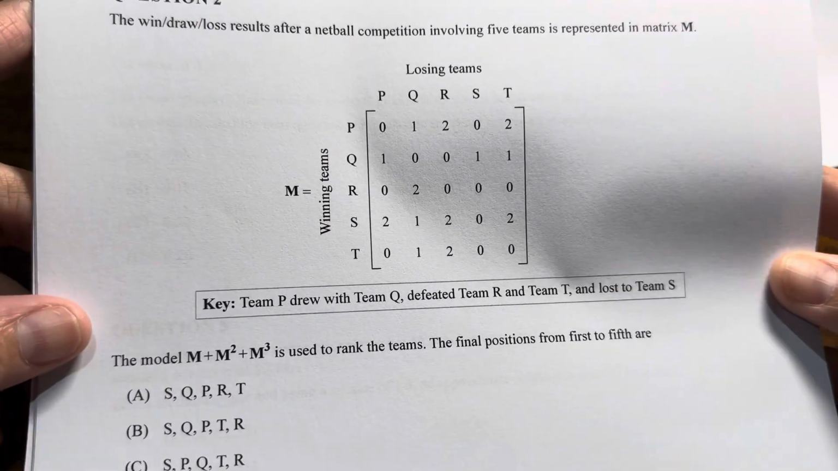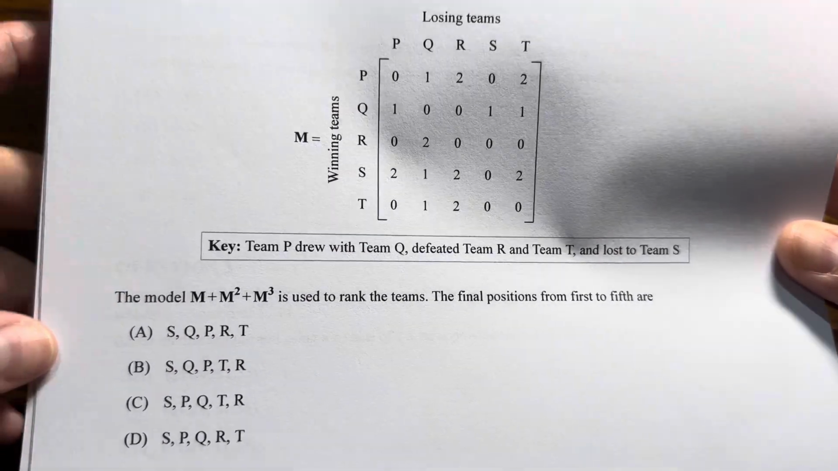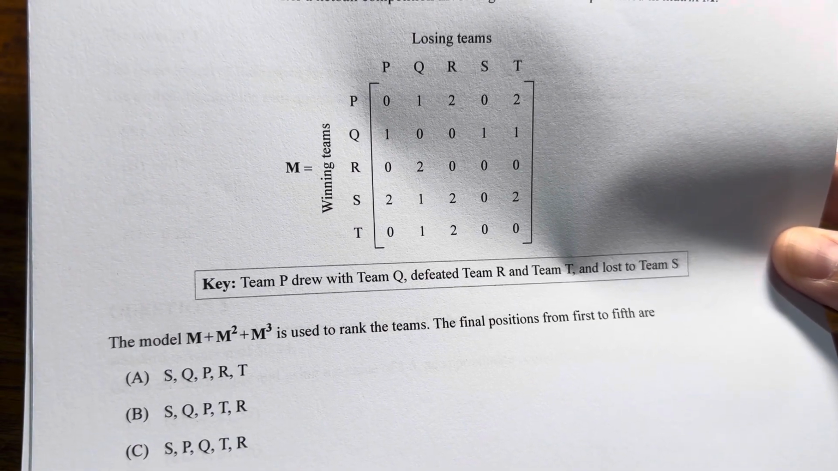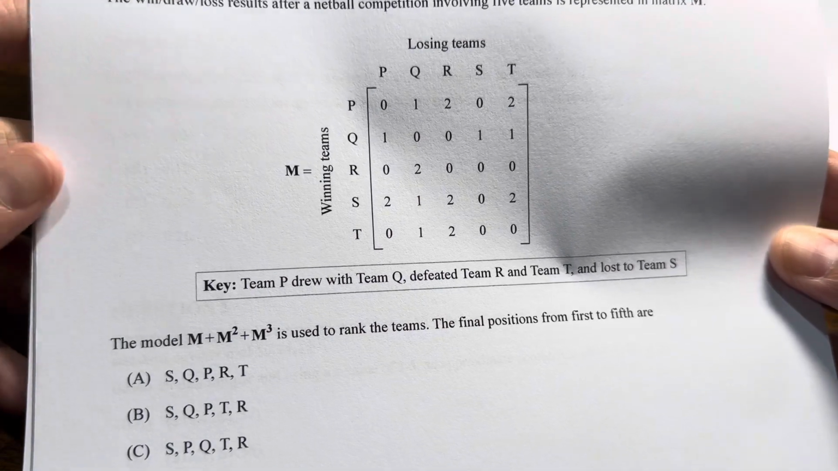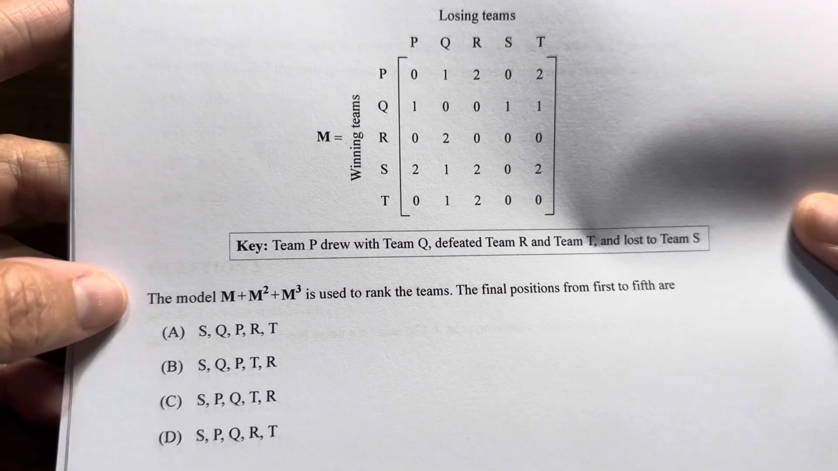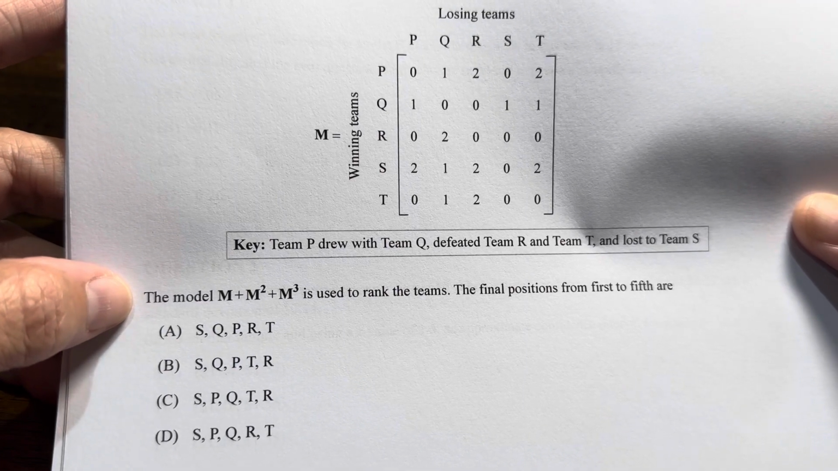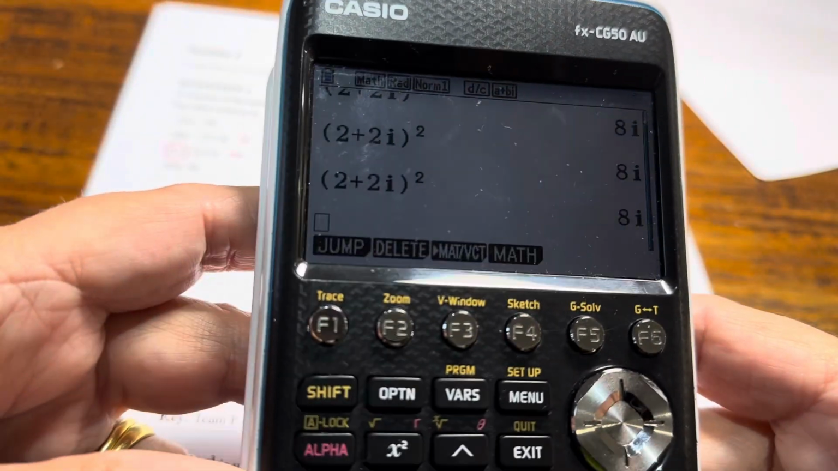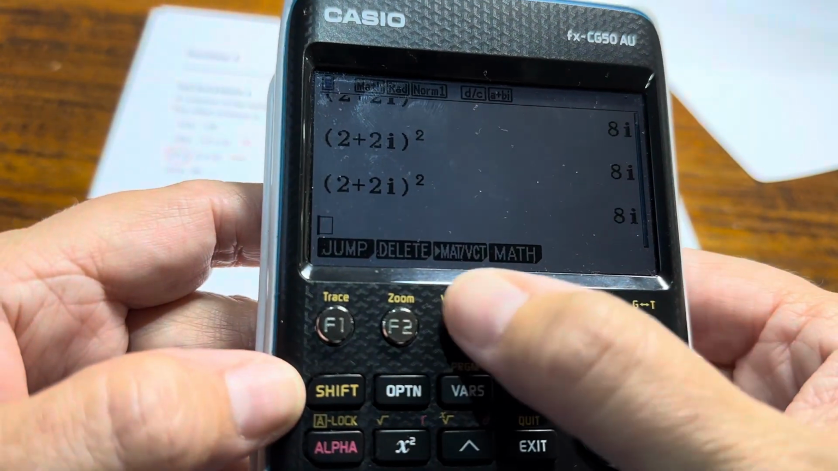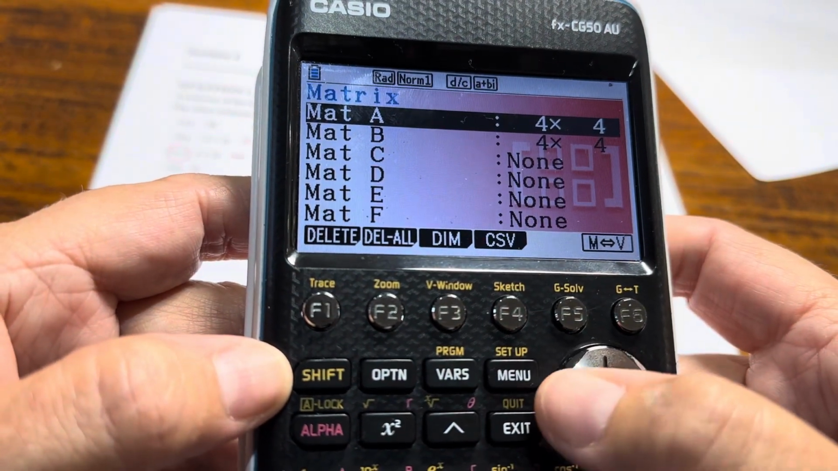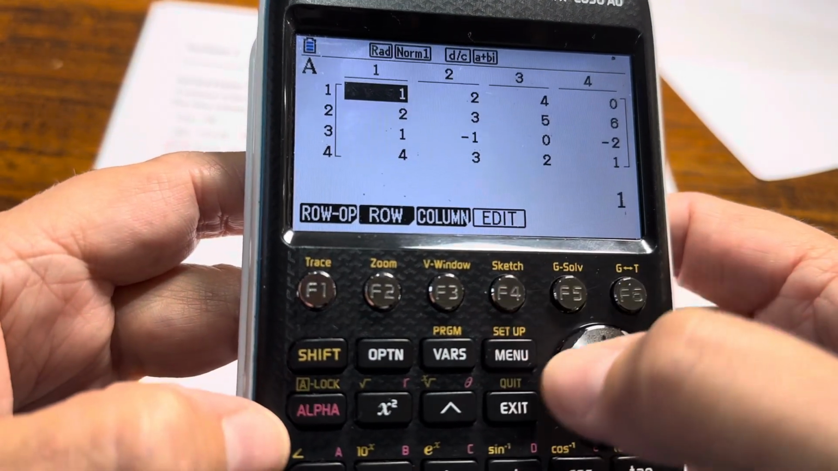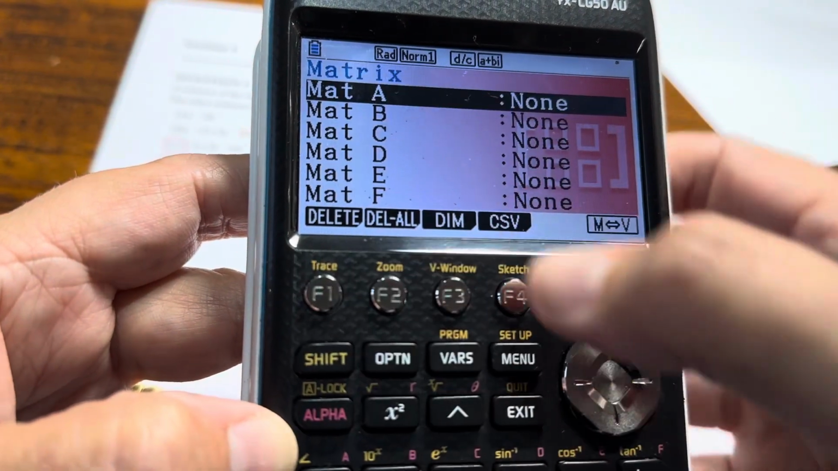Second one, question 2. Question 2 is a win, draw, loss results for a netball competition involving 5 teams is represented by this matrix M. We want to use the model M plus M squared plus M cubed used to rank the teams, the final positions from 1st to 5th. So we need to go into our calculator. I'm going to go into MatVec. Okay, except, hang on, I didn't clear out. Let's delete all the stuff.